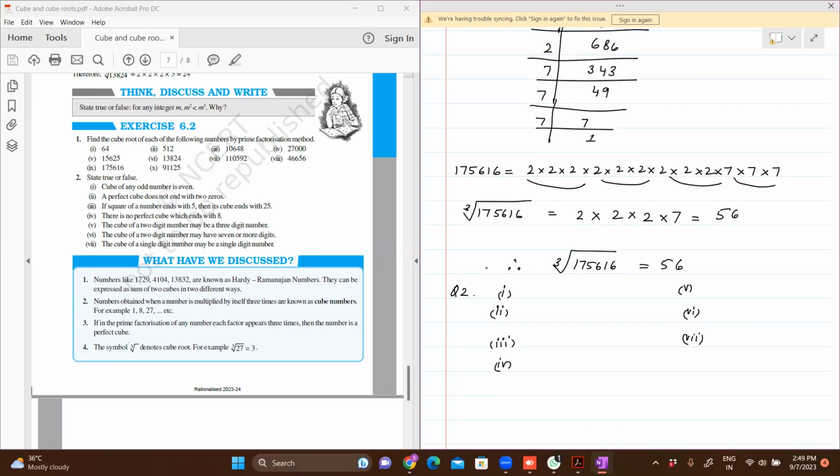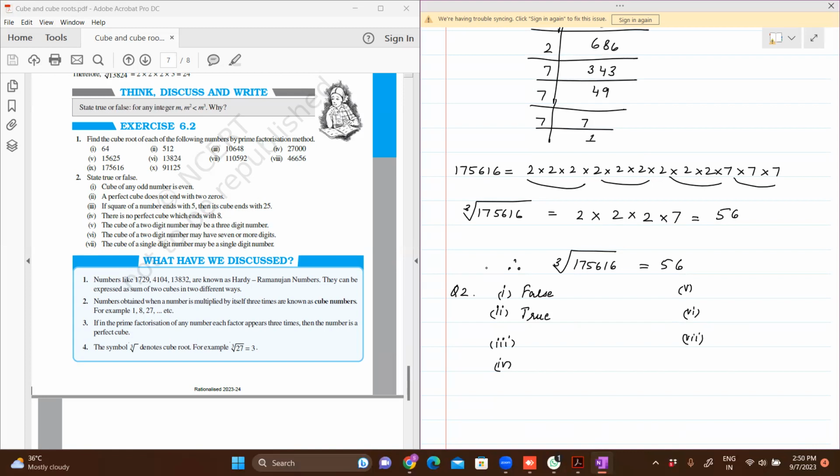If you take any odd number and find the cube of that number, suppose 3, 3 cube is 27, which is not even, which is odd. So this is a false statement. The second statement: a perfect cube does not end with 2 zeros. It's true, a perfect cube never ends with 2 zeros. A perfect square ends with 2 zeros. So this is true.